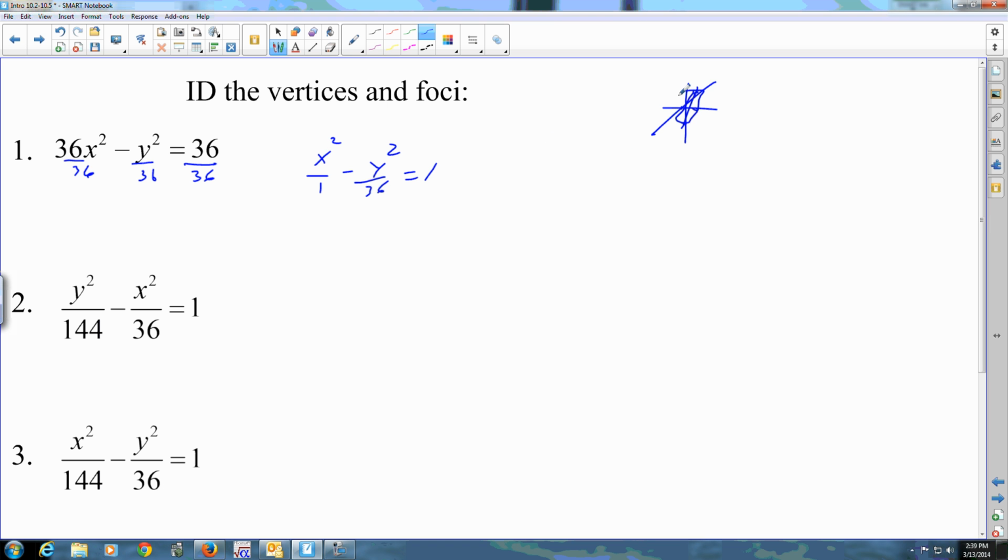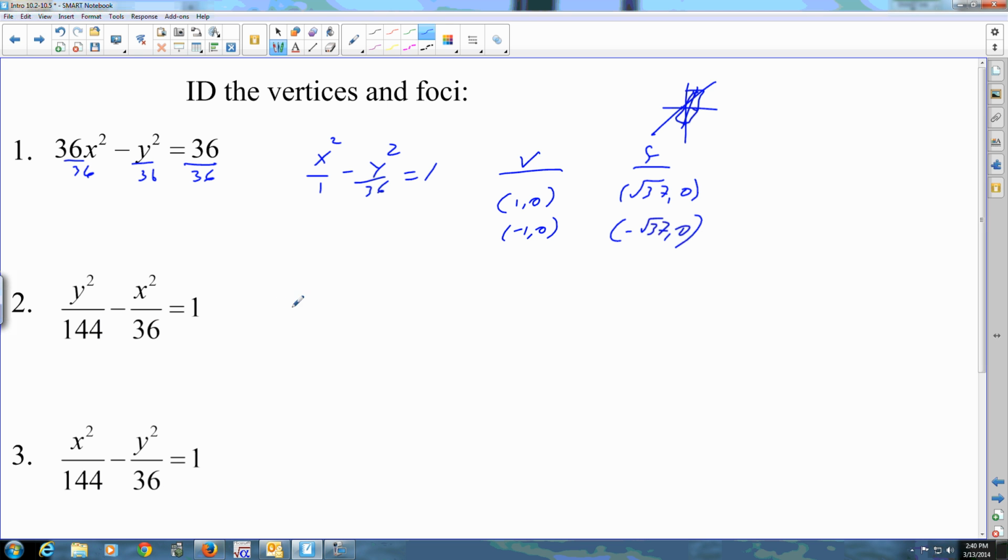But x comes first, so it's opening in the x direction. If it's opening in the x direction, then your vertices are going to be 1 unit left and right. So your vertices are going to be at 1, 0 and -1, 0. And then your foci are also going to be in the same direction, and you're going to add those together, so they're going to be the square root of 37, 0, and negative square root of 37, 0.